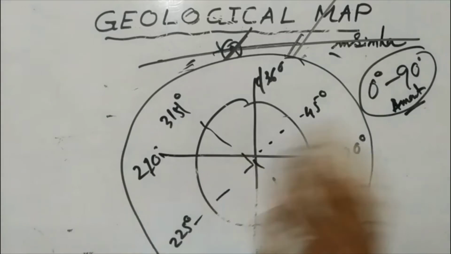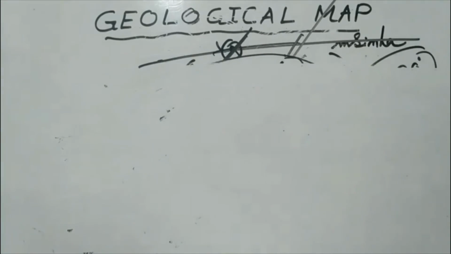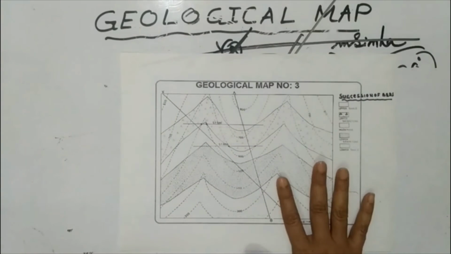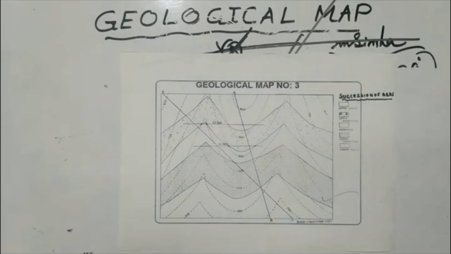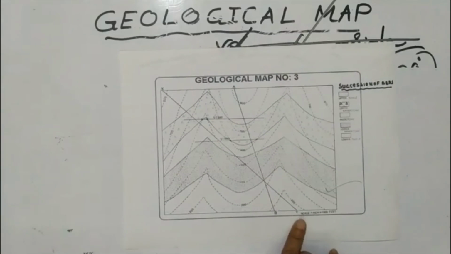Now come to the strike and dip, how we will identify them in the map. From the geological map we can easily identify the profile or landform through the section. In lower classes you learned how, through the contour line, you can easily identify the landform. That is the outer condition, the surficial or landform condition.